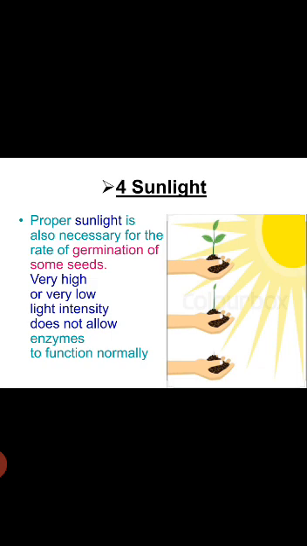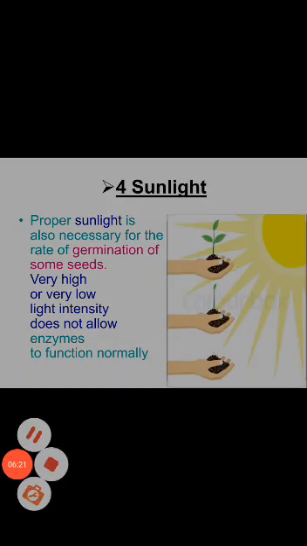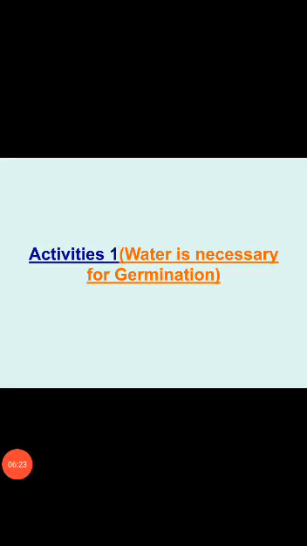So students, today we learned the four conditions which are necessary for seed germination. The first one is water, the second one is oxygen, the third one is temperature, and the fourth one is sunlight. So here are some activities, and the first activity is water is necessary for germination.